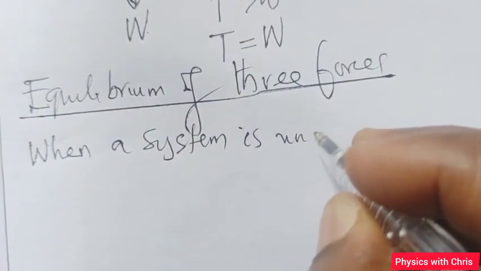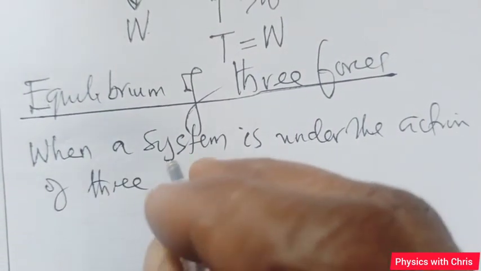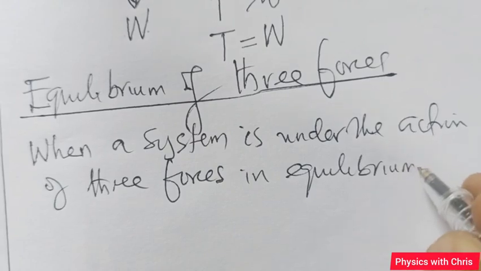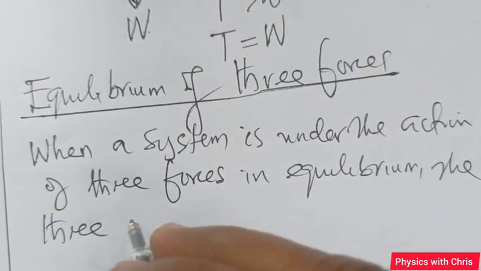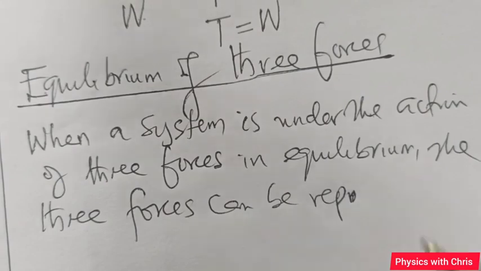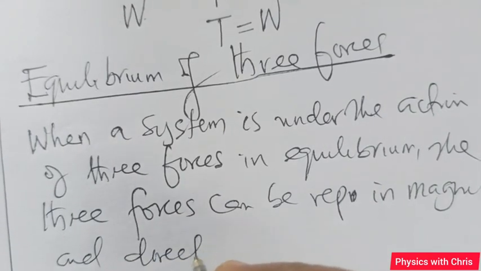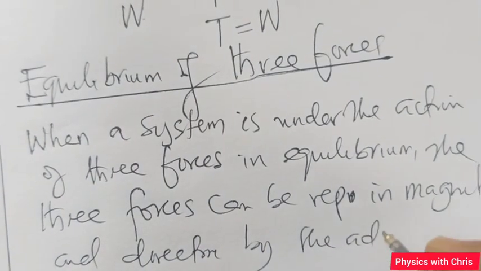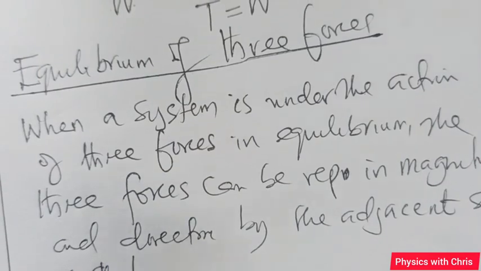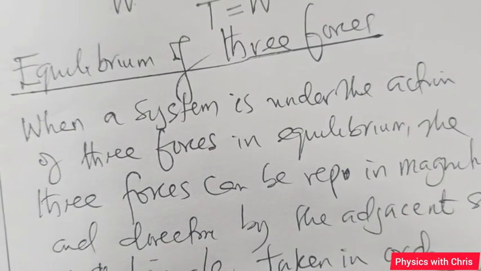A system is under the action of three forces in equilibrium. It means that the three forces can be represented, let me abbreviate because of time and space, in magnitude and direction by the adjacent sides of a triangle. Of course, you know a triangle has three sides, right? A triangle taken in order. We call this a triangle of forces.